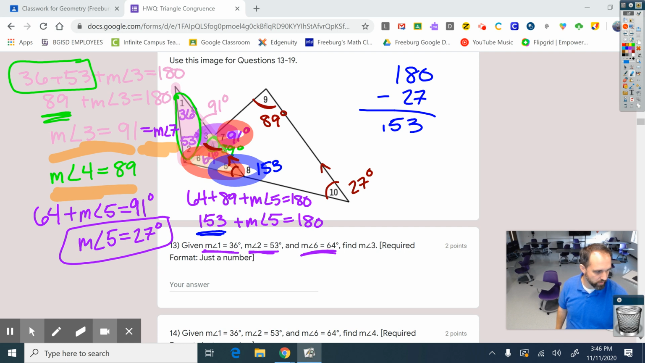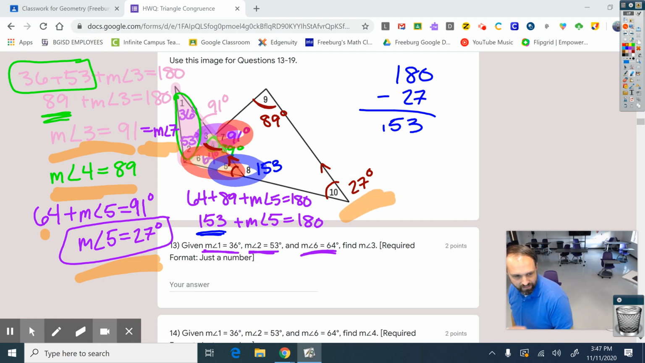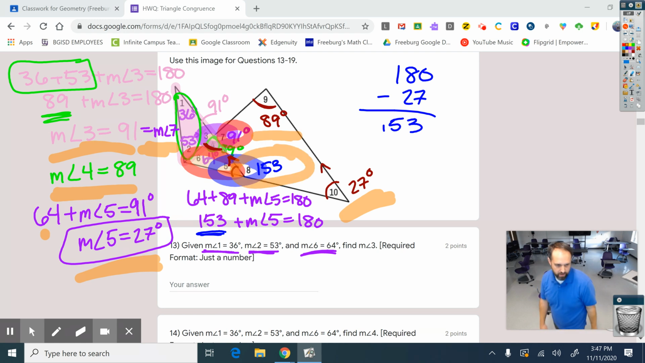64 was given to us. That was angle 6. We can then use the third angle theorem or the exterior angle theorem to find that 5 was 27. By parallel lines, we see that 10 is 27. By parallel lines, 4 and 9 are congruent, so 9 was 89. And lastly, either by exterior angle or supplementary, we see that 8 is 153.